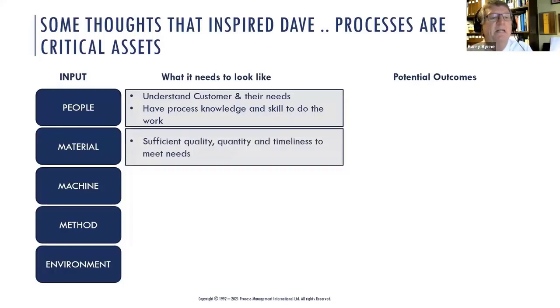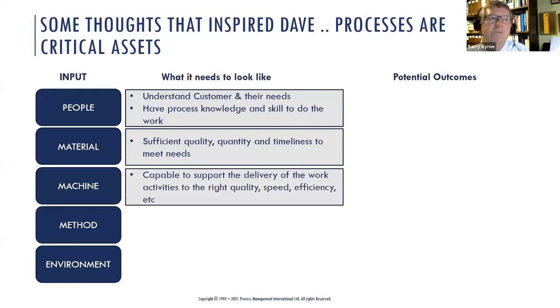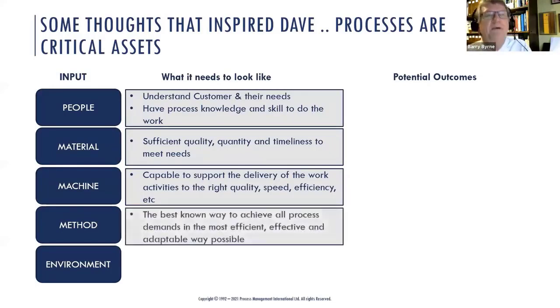The material that was provided to him needed to be of sufficient quality, quantity, and of course timeliness to meet the needs. So he was able then to form alliances with his supply chain in order for him to be explicit about what he needed for his processes to operate effectively and efficiently. The machinery he had at his disposal needed to be capable to support the delivery of the work activities to the right quality, speed, efficiency, and so forth.